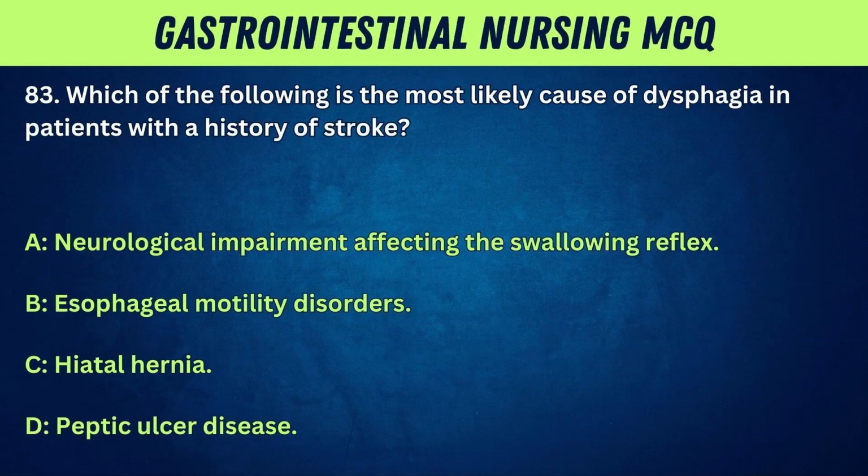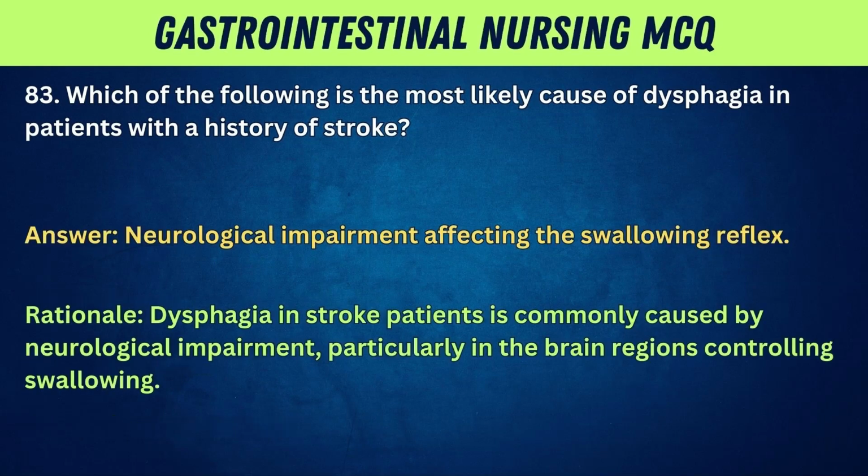83. Which of the following is the most likely cause of dysphagia in patients with a history of stroke? A. Neurological impairment affecting the swallowing reflex. B. Esophageal motility disorders. C. Hiatal hernia. D. Peptic ulcer disease. Answer: Neurological impairment affecting the swallowing reflex. Rationale: Dysphagia in stroke patients is commonly caused by neurological impairment, particularly in the brain regions controlling swallowing.